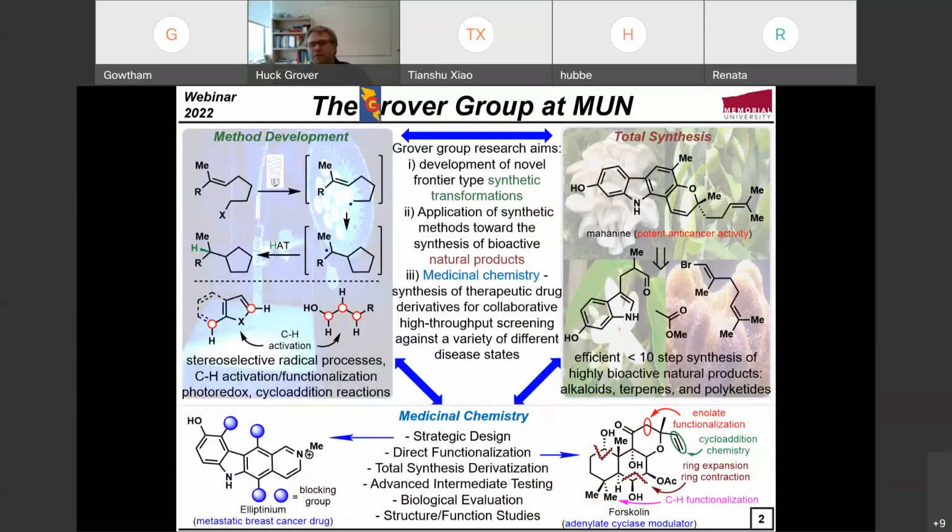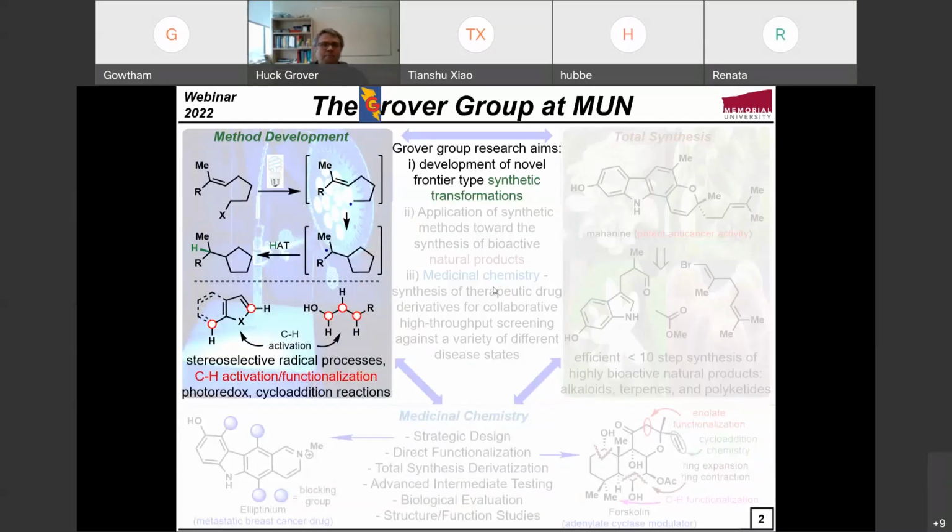We are interested in three main areas of research: reaction development, total synthesis of bioactive natural products, and strategically designed synthesis of medicinal agents. But today I'm going to focus on some method development, where one of our research goals is to develop and utilize new CH activation functionalization methods to access annulated ring-containing systems.